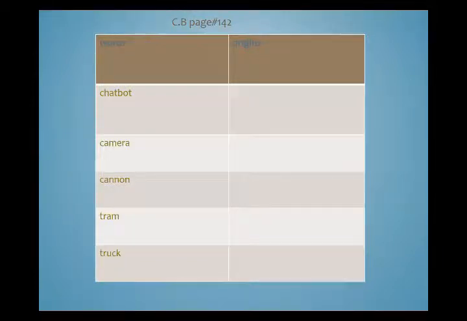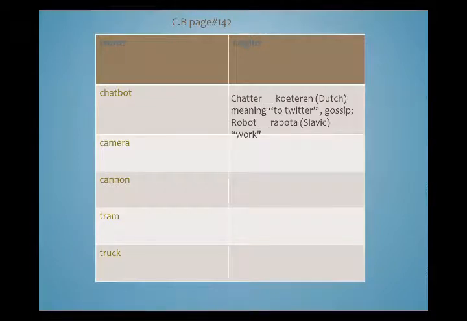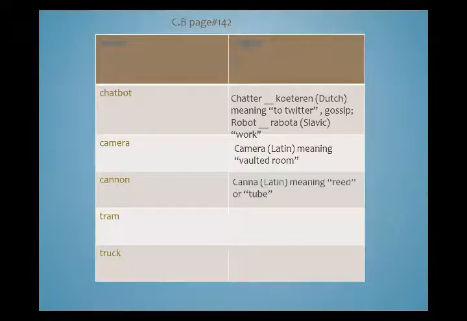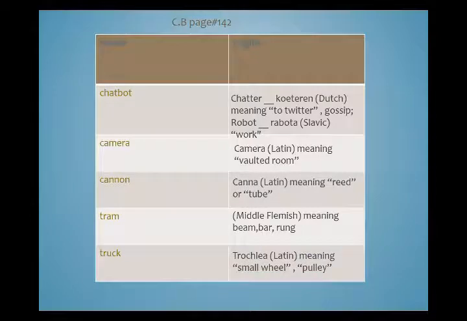The next is chatbot. What is the origin of chatbot? Chat, meaning to twitter or gossip, and robota, a Slavic word meaning work. Next is camera, and what is the origin of camera? Camera, Latin meaning well-lit room. The next is canon. Canon, Latin meaning reed or tube. The next one we have is tram, Middle Flemish meaning beam, power, rung. And the next is truck. What is the origin of truck? Trochus, Latin meaning small wheel or pulley.